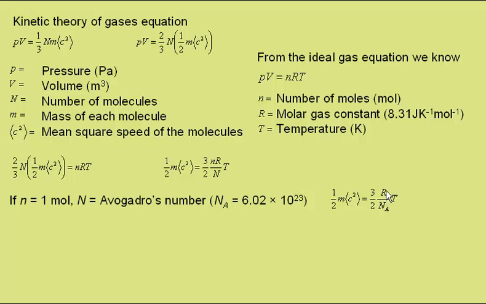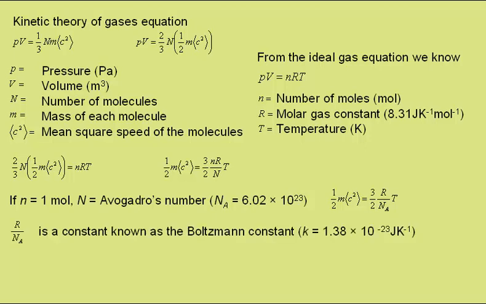This term here, R over Na, which is the molar gas constant over Avogadro's number, is in itself a constant, which is known as the Boltzmann constant, and just given the symbol lowercase k. This has a value of 1.38 times 10 to the minus 23 joules per kelvin. So we can simplify that as this expression.